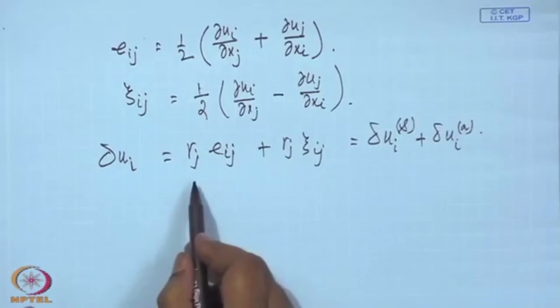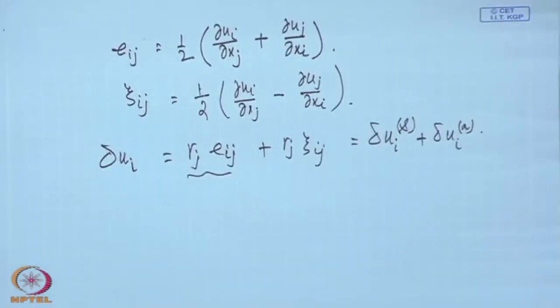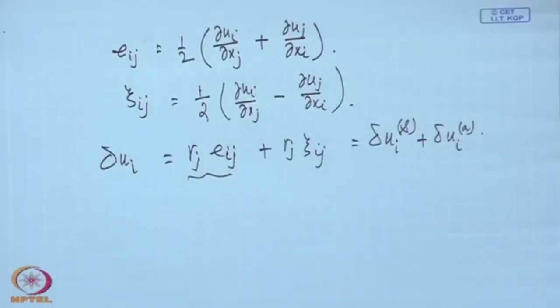Now, consider first this r_j E_ij. What is the nature of this contribution to the velocity? To understand this, let us say that our axis system coincides with the principal axis of E_ij. Even if it is not, we can orient our axis system so that it coincides with the principal axis of E_ij. Then of course, there will be no off diagonal term. We are doing it so that we have fewer terms and it is easier to interpret the meaning.